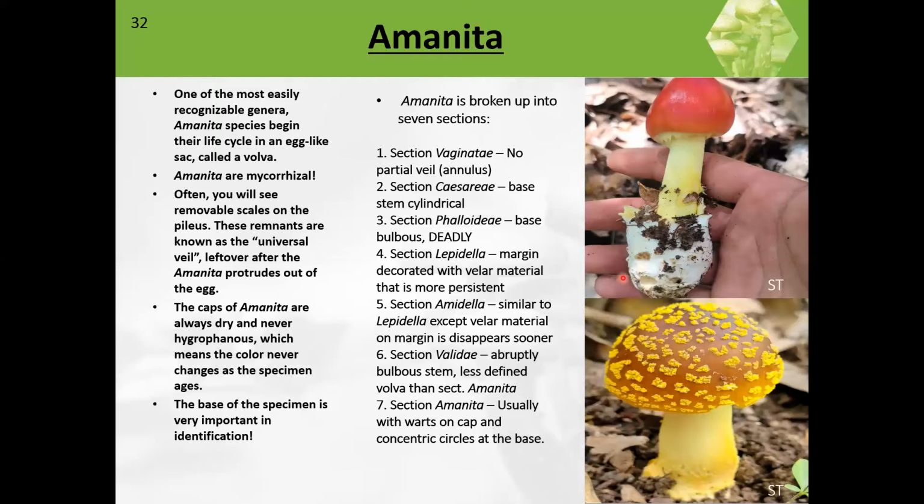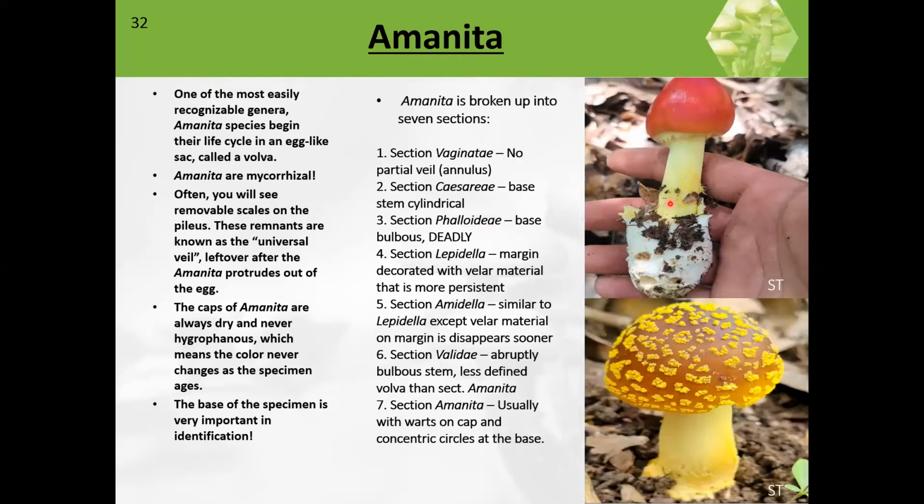And then section Caesareae is the edible ones, right? This one is in section Caesareae. The base stem is cylindrical, so it's hard to tell when it's got a volva like that. And the section Phalloideae, I actually brought a specimen here, is the deadly ones that we're familiar with. They always have a volva and they always have an annulus, but they tend to be white in coloration. So if you're not really familiar with mushroom identification, don't go out and eat white mushrooms.